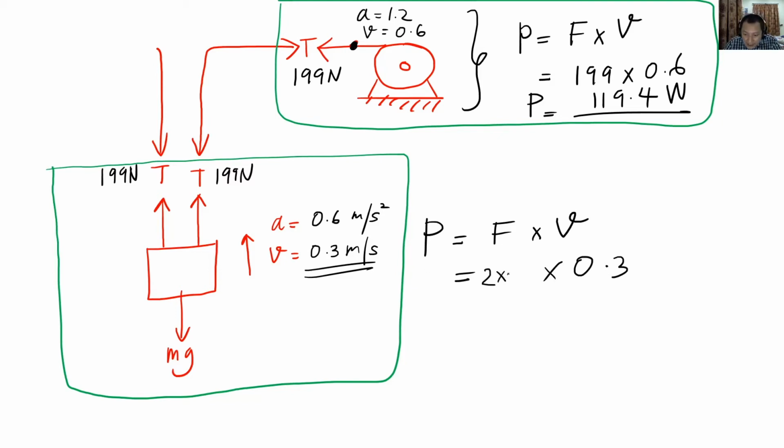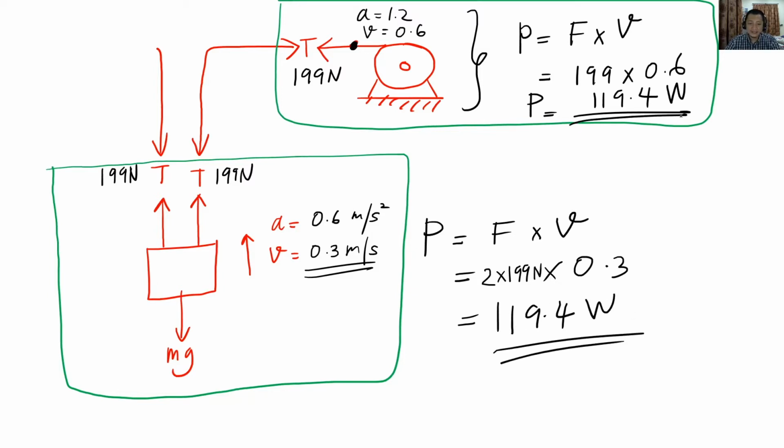So 2 times 199 Newton. So 2 tensions. So 2 times 199 times 0.3. Berapa dapat? 119.4 watt. So same. Nothing is missing. Only thing is this one has one tension.